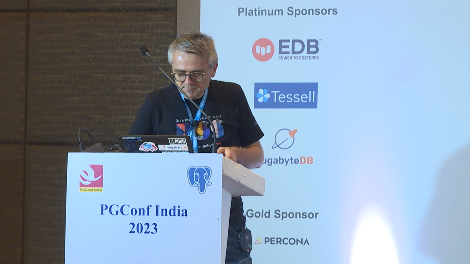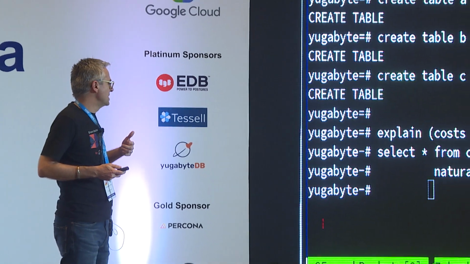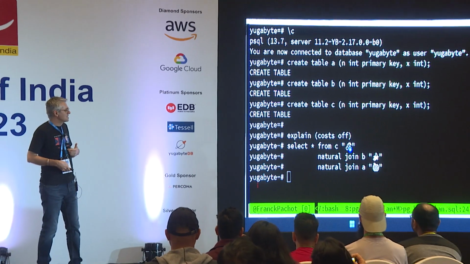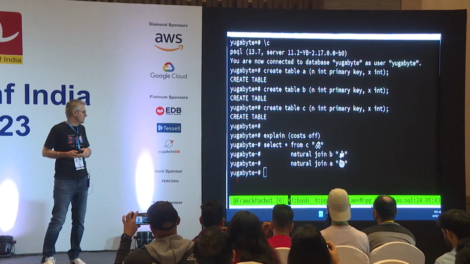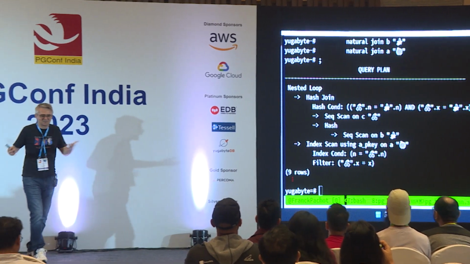Just to show quickly how it works, I will create 3 tables to join them. My goal is to show you that it may not be so easy to set exactly the right join order. So I explain a query where I join from C to B and to A. And to show you that we use aliases, I've put cherry, banana, and apple for CBA. We can use Unicode. That's not our recommendation, but it's funny.